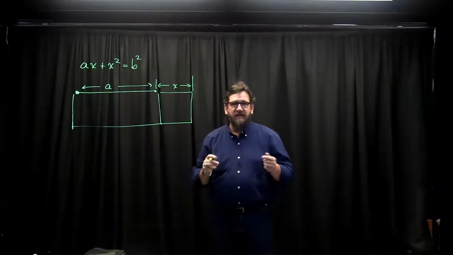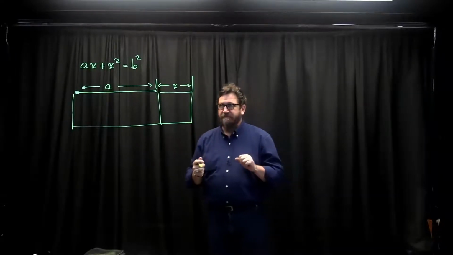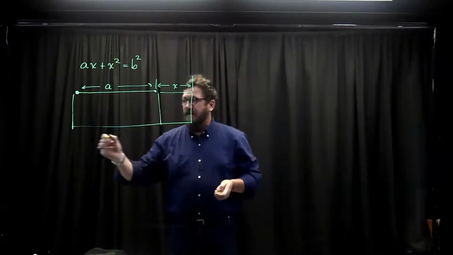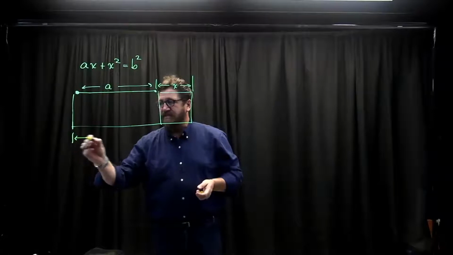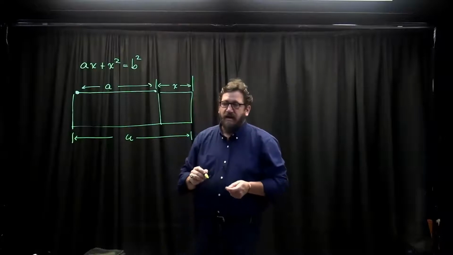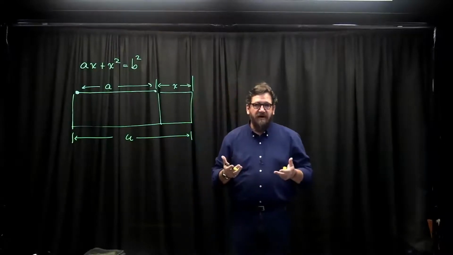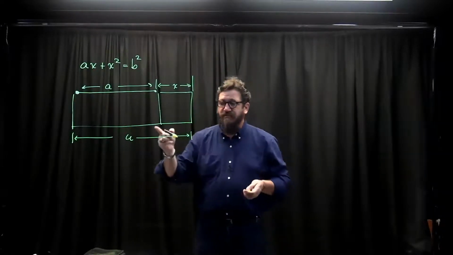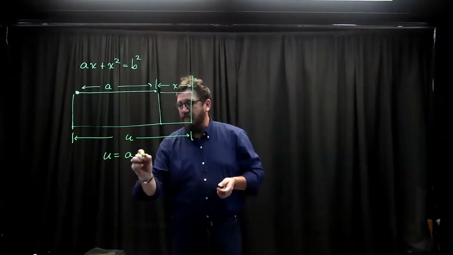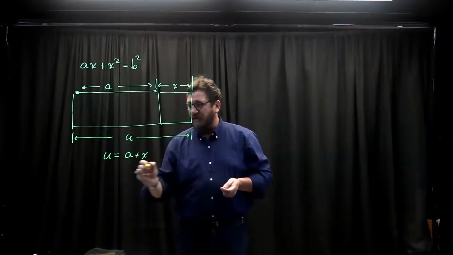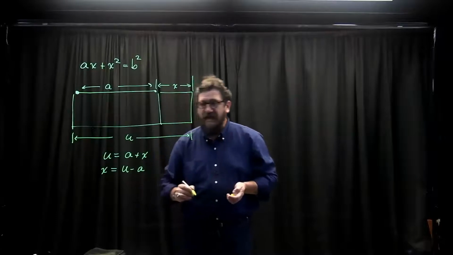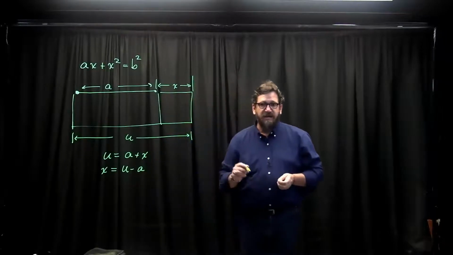But let's see if we can flip that around for a minute. Instead of saying this overall length is a plus x, let's say this overall length is actually u. And what I want to do now is write down a new equation in terms of u as an unknown. So u is equal to a plus x. Well, solving for x, x is equal to u take away a.